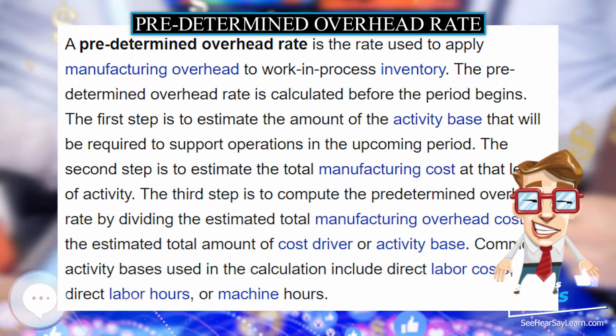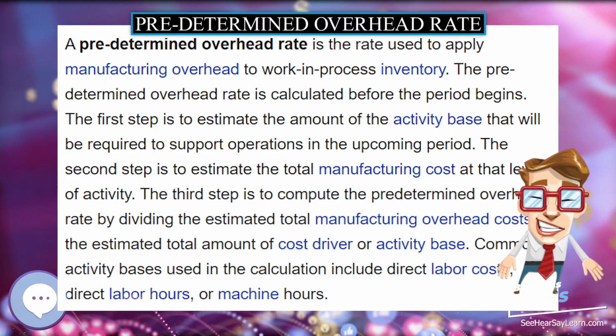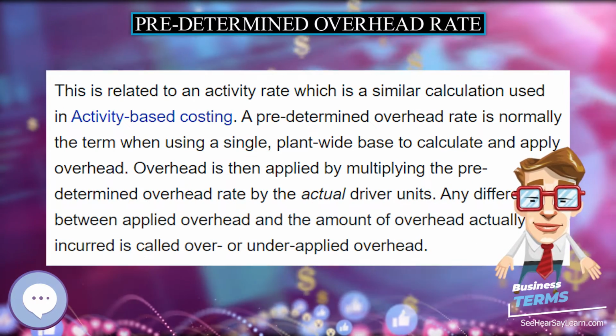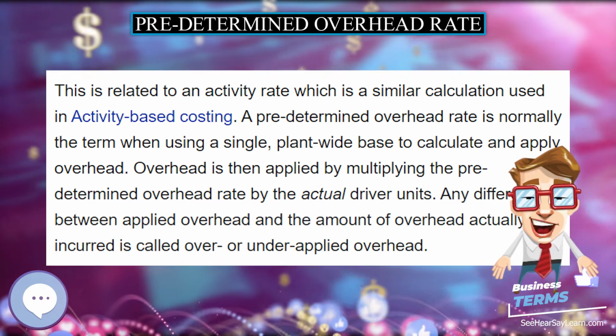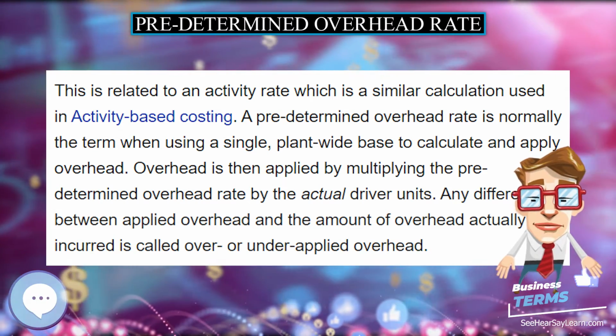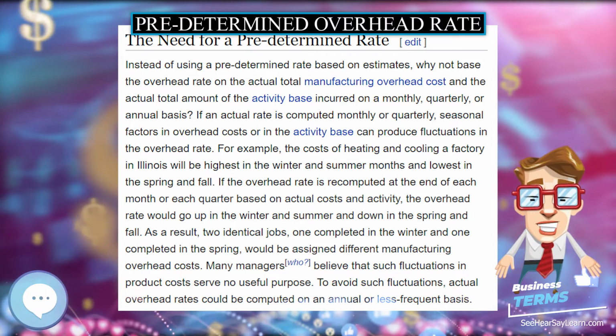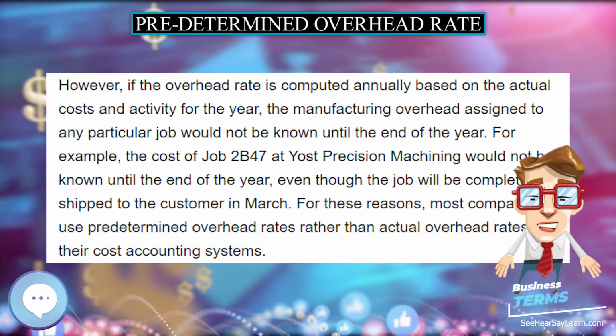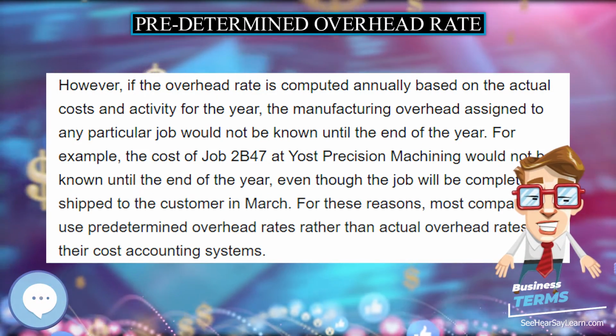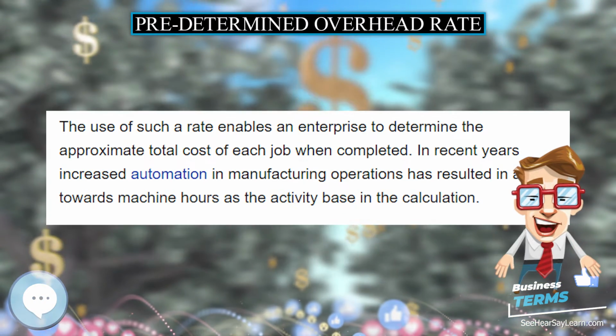A predetermined overhead rate is normally the term when using a single, plant-wide base to calculate and apply overhead. Overhead is then applied by multiplying the predetermined overhead rate by the actual driver units. Any difference between applied overhead and the amount of overhead actually incurred is called over or under applied overhead.